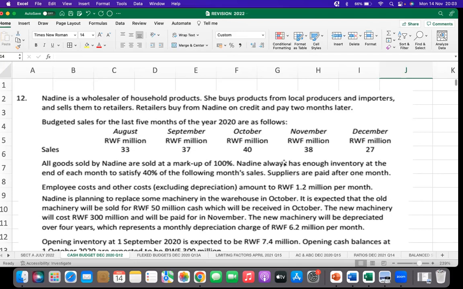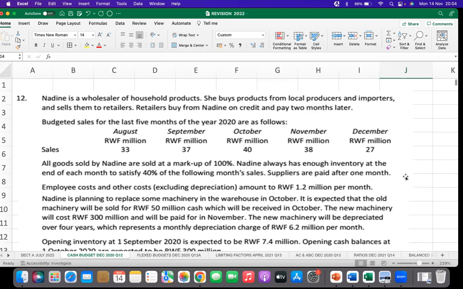So closing stock for Nadine is 40% of next month's sales. For example, closing stock in August is 40% of 37 million, that is the next month. Closing stock in September is 40% of 40 million, like that until the end. Suppliers are paid after 1 month.